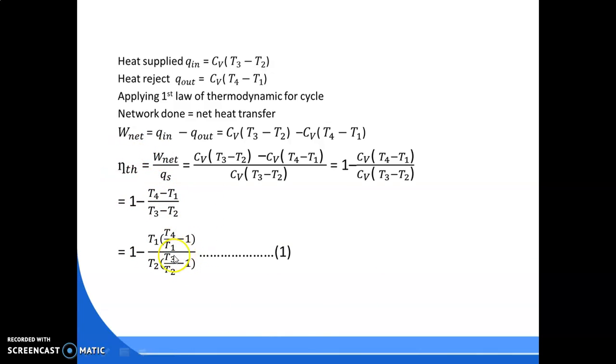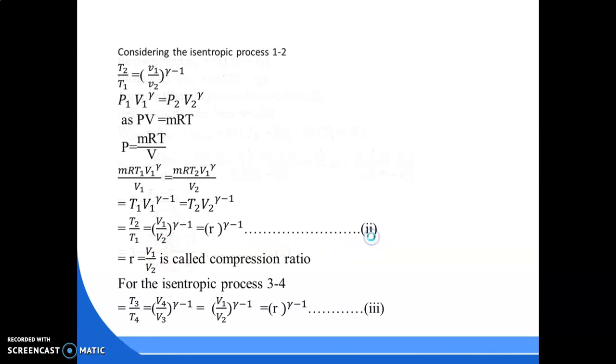Thermal efficiency we got in terms of temperature. Then you have to convert it in terms of your compression ratio. So what you have to do? We have to replace T4/T1 and T3/T2 in terms of your compression ratio. So what do we mean by compression ratio? That we know. Compression ratio is equal to total volume by clearance volume.